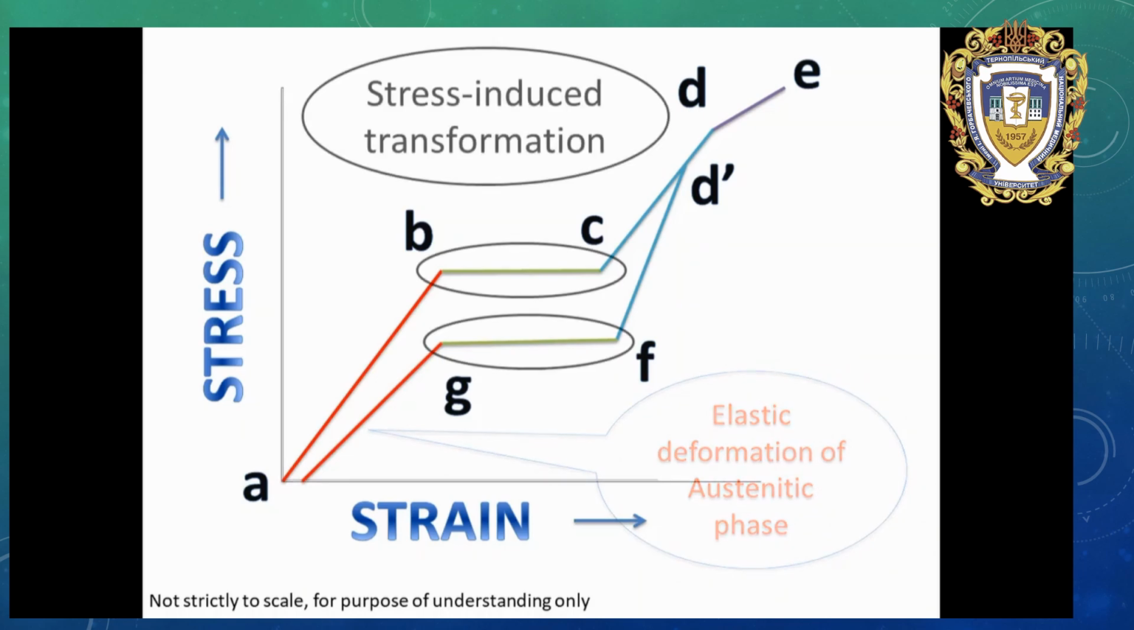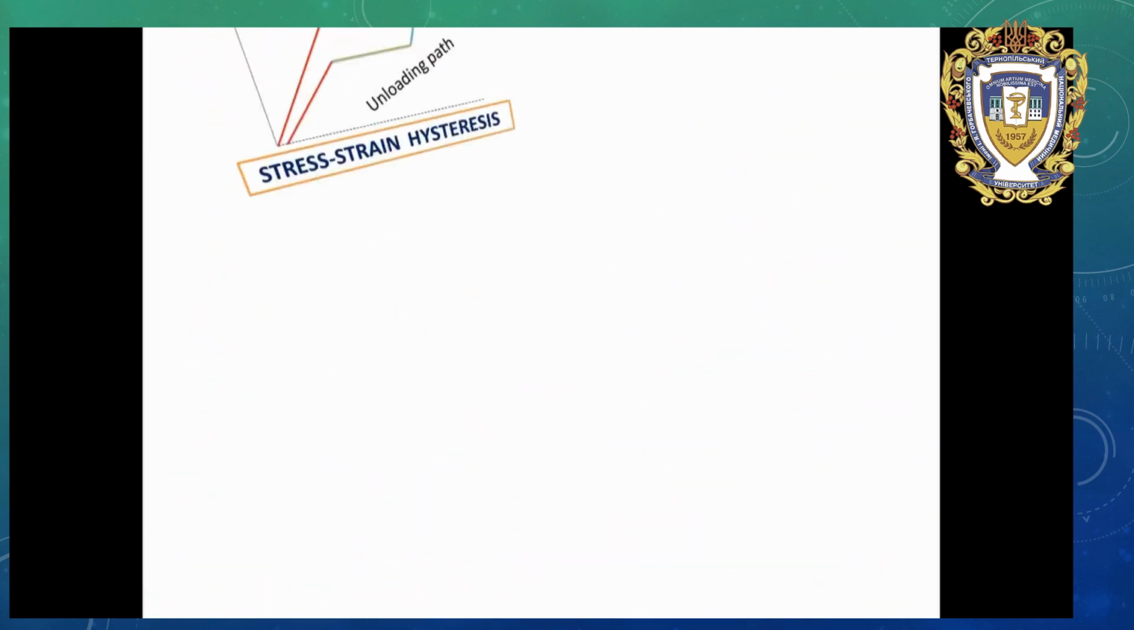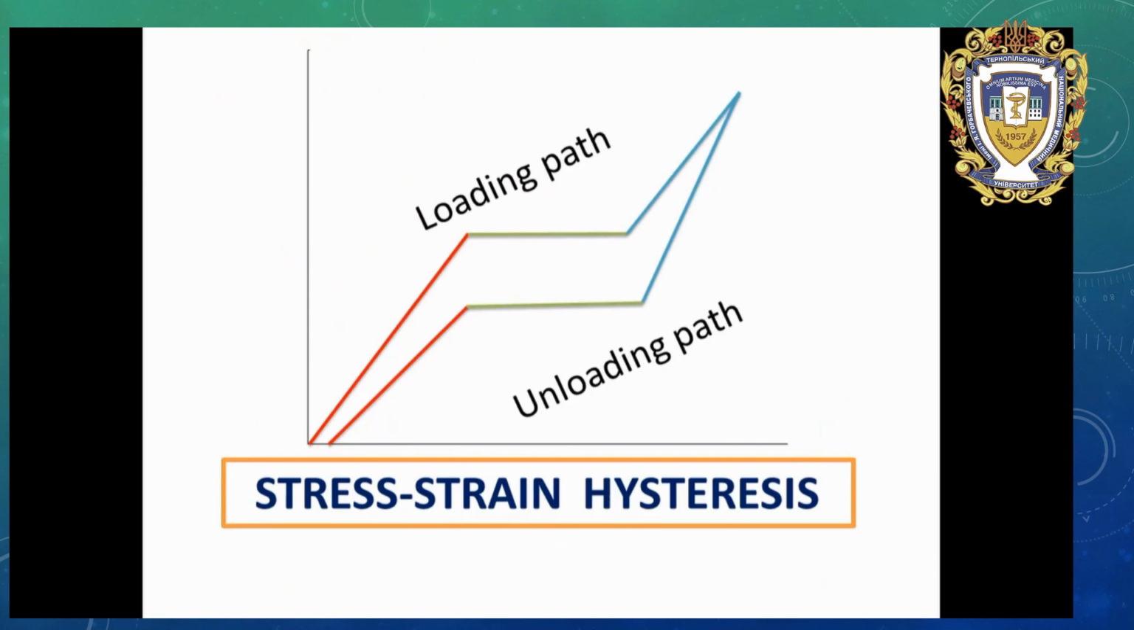Segment BC and FG correspond to stress-induced transformation. The loading path is not identical with the unloading one, corresponding to stress-strain hysteresis.